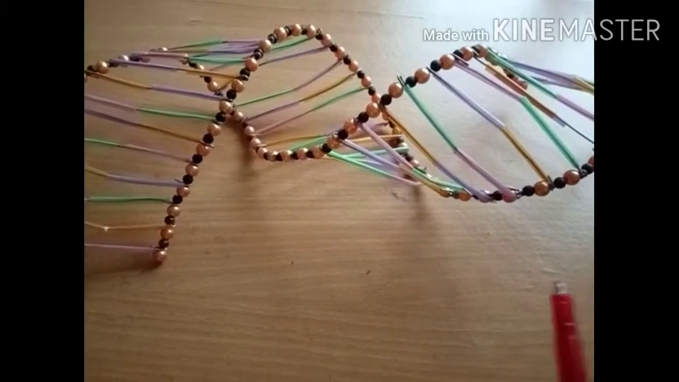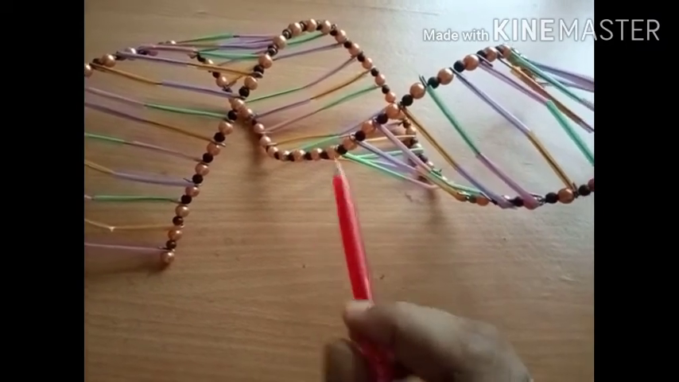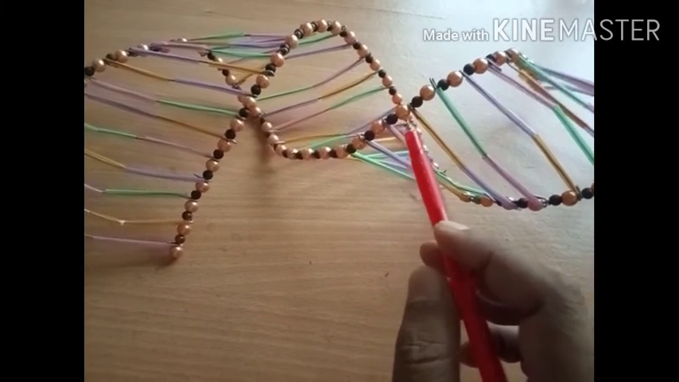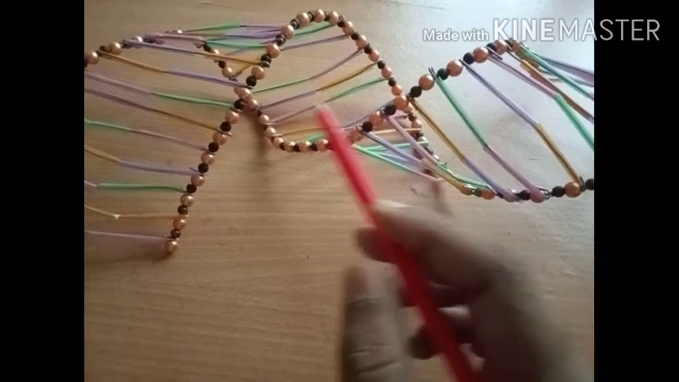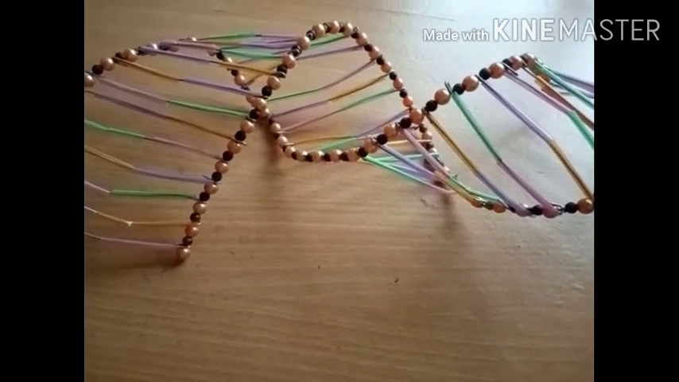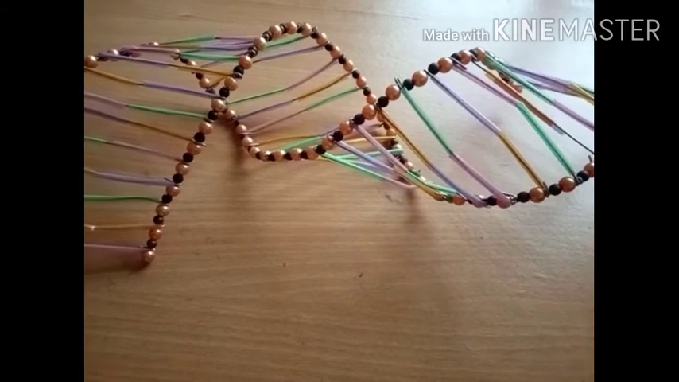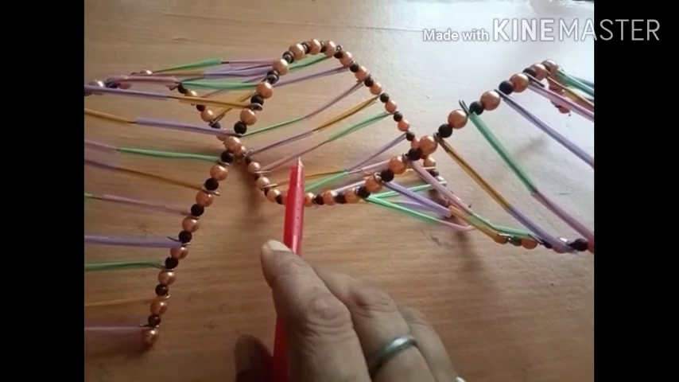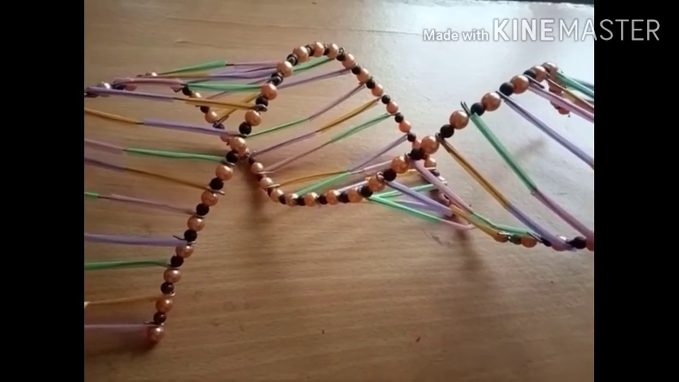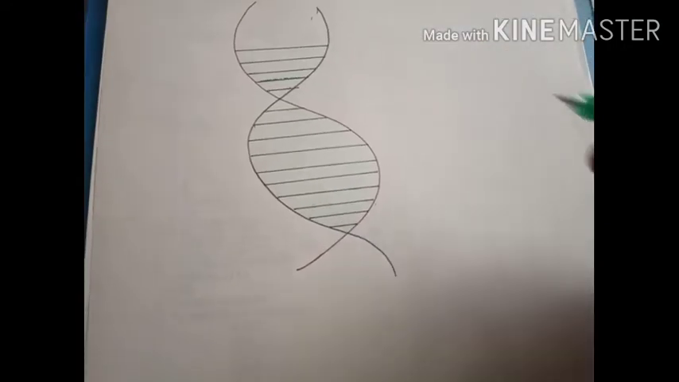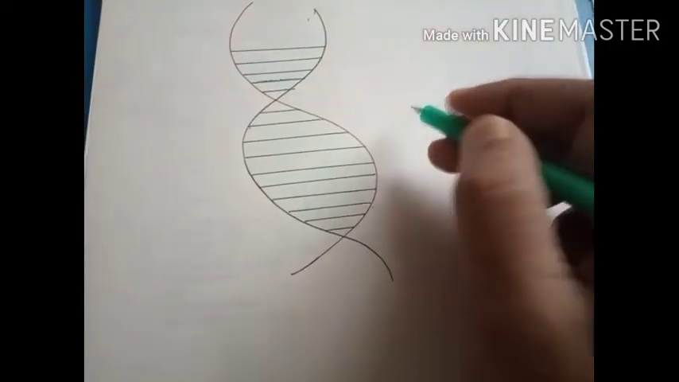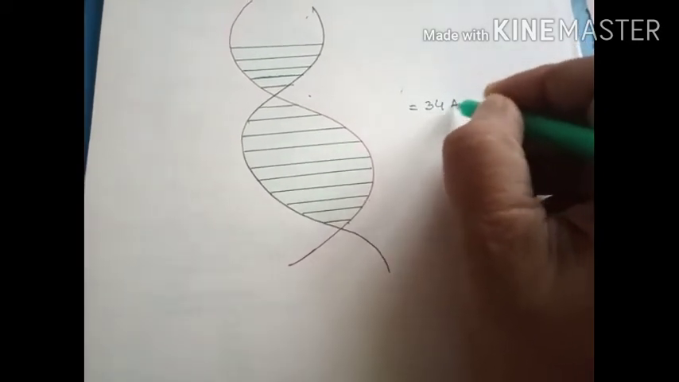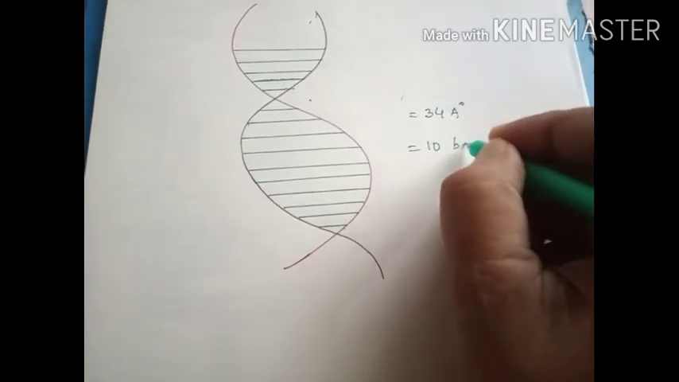One more important fact: one complete turn, about 360 degrees, means each complete turn of the DNA helix covers a distance of around 34 angstrom, and within each complete turn there would be 10 base pairs. So we can calculate simply by going through the fact that one complete turn measures a length of around 34 angstrom, and there are a total of 10 base pairs.